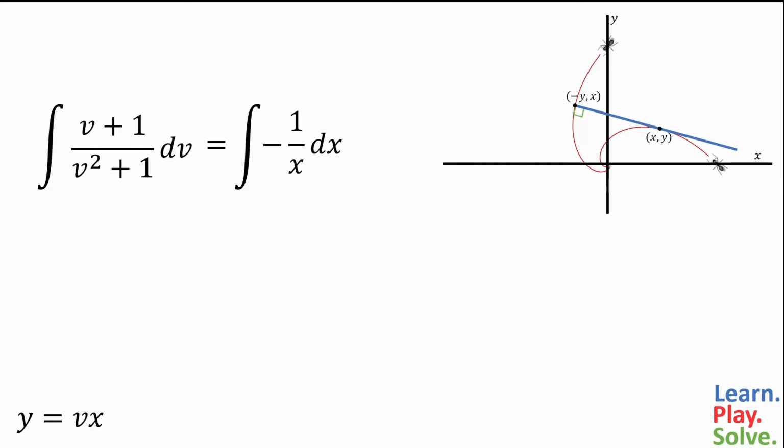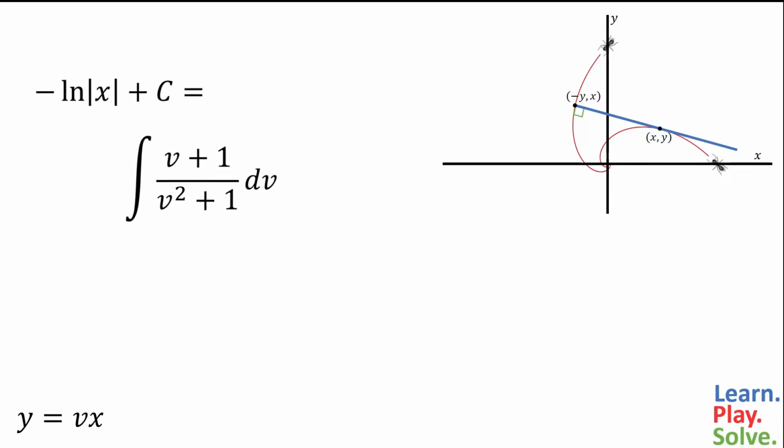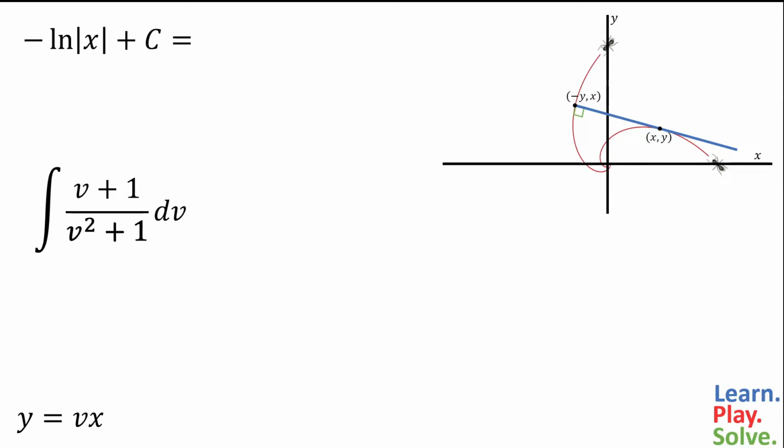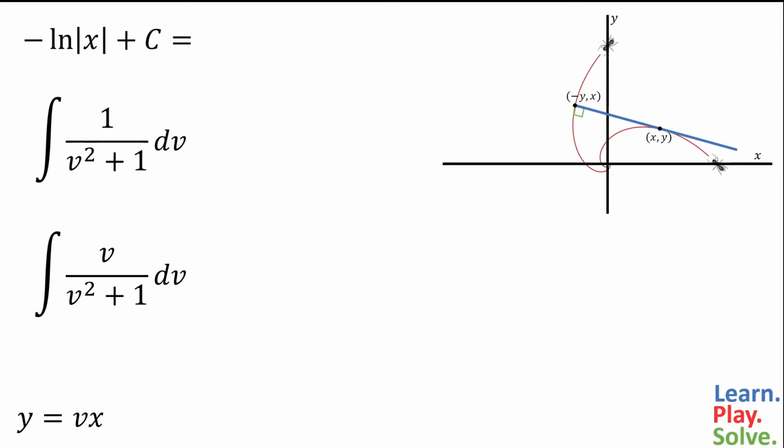Let's do the right side first. The antiderivative of 1 over x is the natural log of x. And let's go ahead and add the constant of integration c. Now let's focus on the other side. The first thing we want to do is split this integral into 2 separate fractions and integrate each one separately. For the top one, we should recognize 1 over v squared plus 1 as the derivative of arctangent.